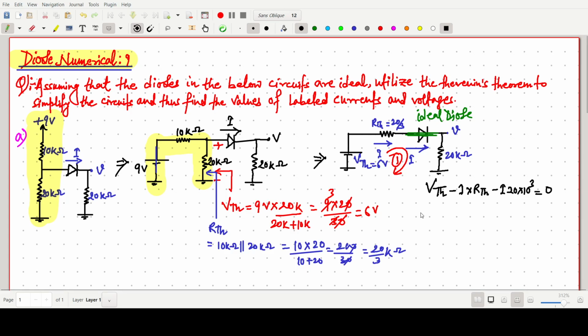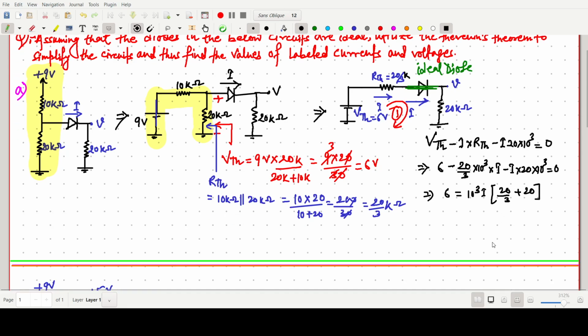Okay, so now here it is very clear. VThevenin is 6 volt minus RThevenin is 20 by 3 kilo ohm. Okay, 3 kilo ohm. So we can write it 10 to the 3 into I, minus I into 10 to the 3. Or one can simply write, if we make it simple, we put all the things in the right hand side, 10 to the 3 I, 20 by 3 plus 20.